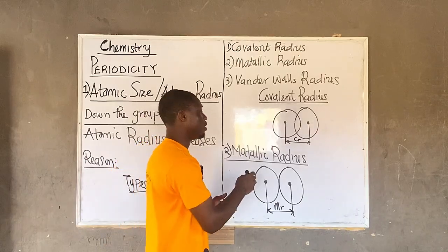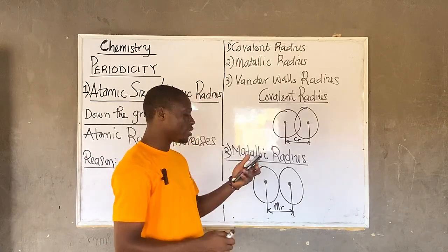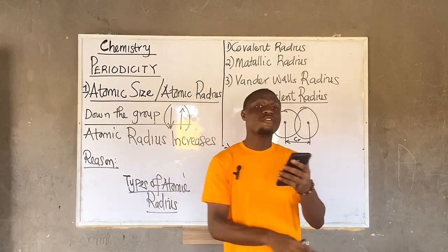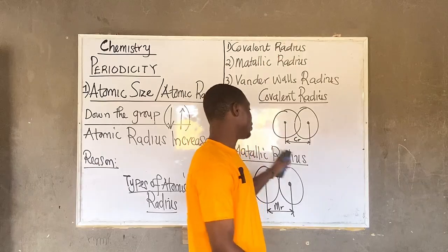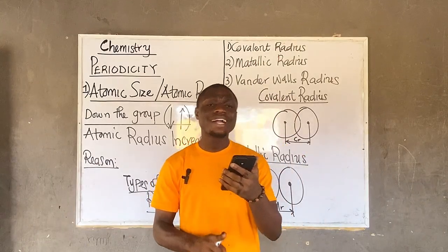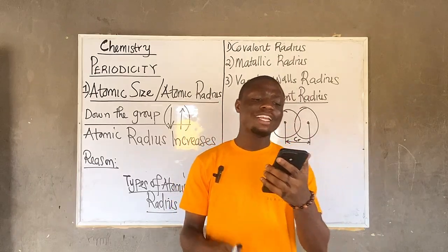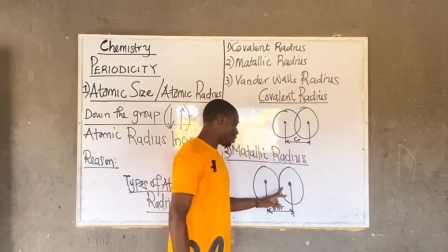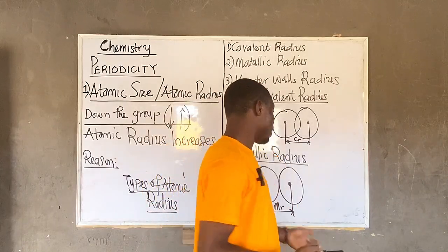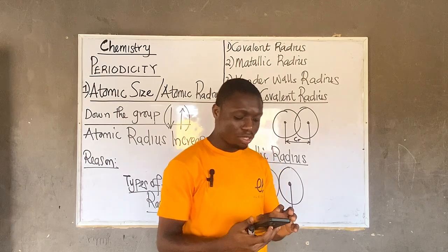And when do you use this, please? The usage: metallic radius is used, number one, for metals, right? Number two, when atoms are packed together in a metallic structure. So you can see it in a metallic structure. That's when you use metallic radius.